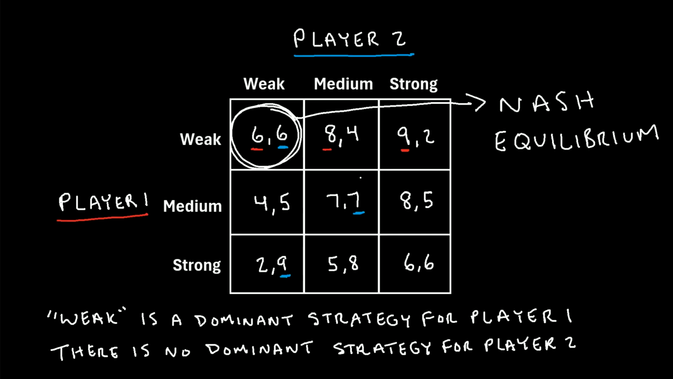What that means is that when both player 1 plays weak and player 2 plays weak, then neither player can have any regrets about their decision because they chose the best possible strategy that gave them the best outcome based on the strategy chosen by the other player. So that is how you can find the Nash equilibrium in a 3x3 game.